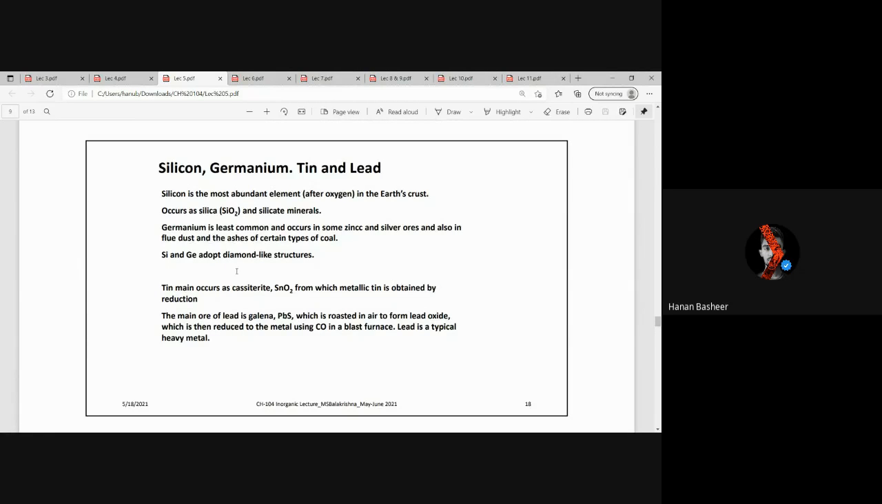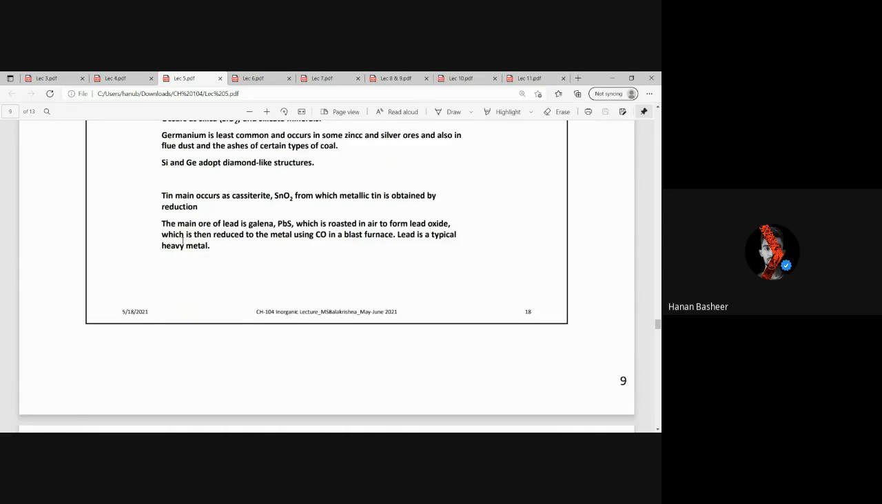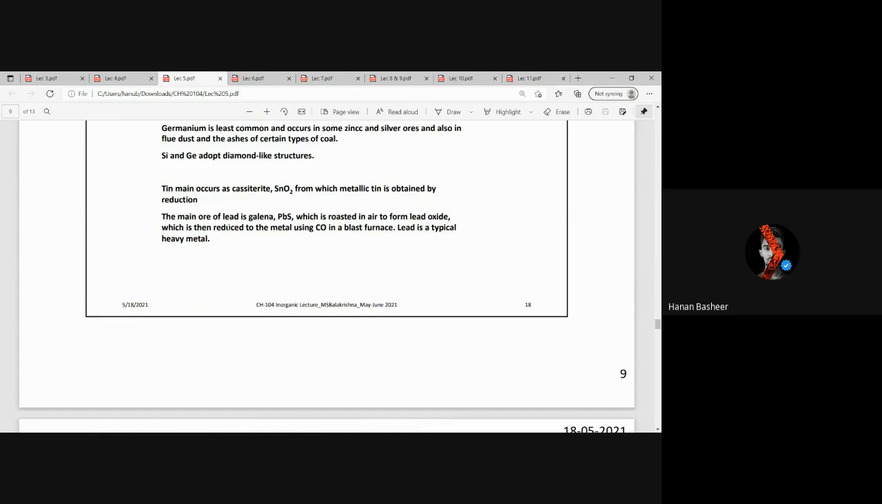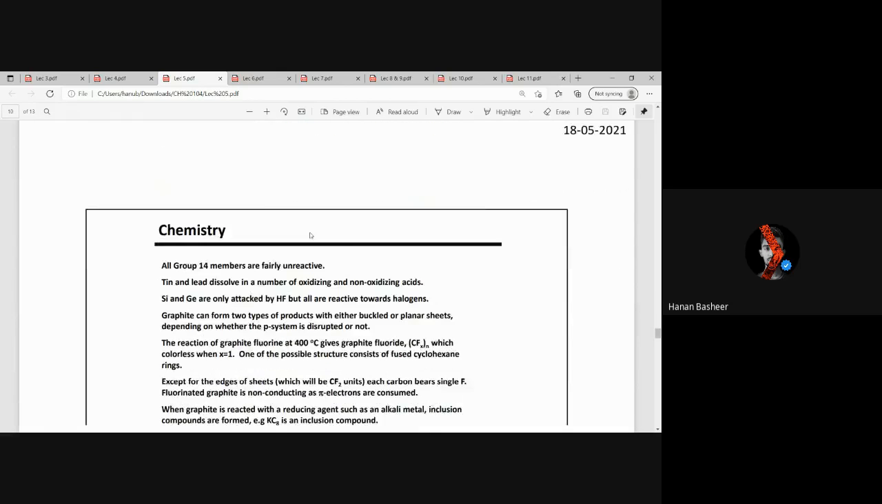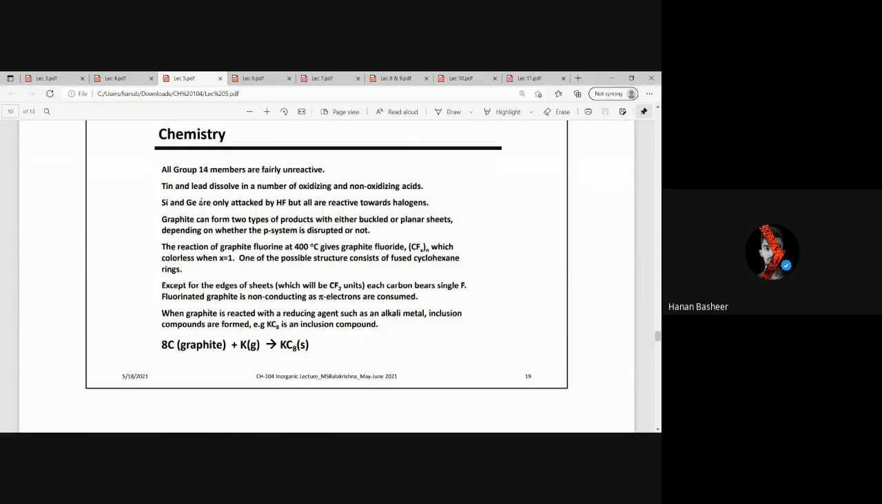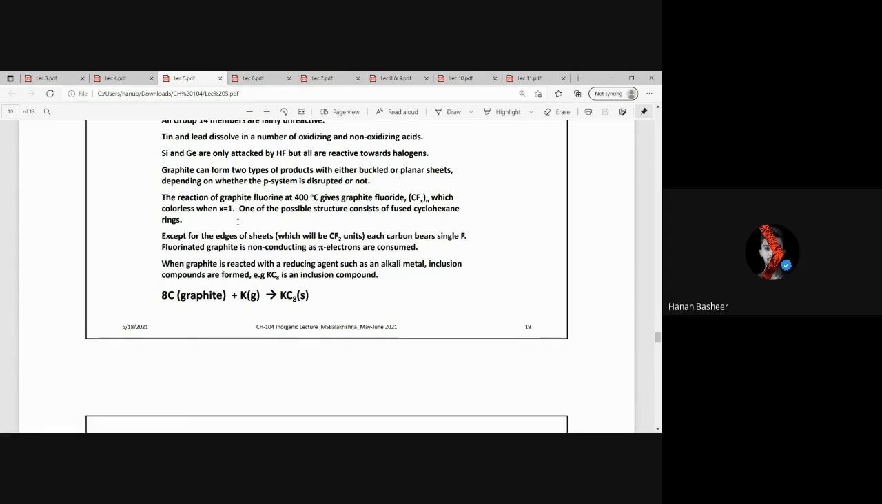Silicon, germanium, tin, and lead. Silicon is the most abundant after oxygen in Earth's crust and occurs as SiO2, which is silica. Germanium is least common and occurs in some zinc and silver ores. Silicon and germanium adopt a diamond-like structure, so they are quite stable. And tin's main ore occurs as cassiterite, SnO2, and the main ore of lead is PbS, which is galena. And all group 14 members are fairly unreactive because they are intermediate between metals and non-metals, but carbon is classified as a non-metal and silicon is a metalloid. Silicon and germanium are attacked only by halogens at high temperature, and all others are unreactive towards halogens.